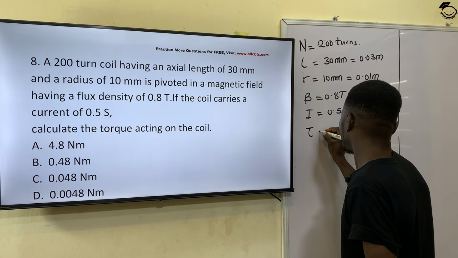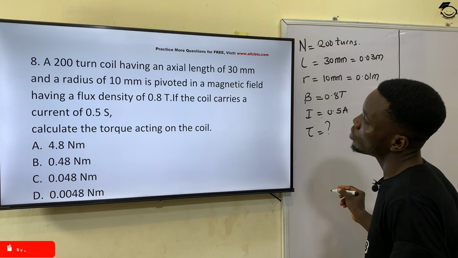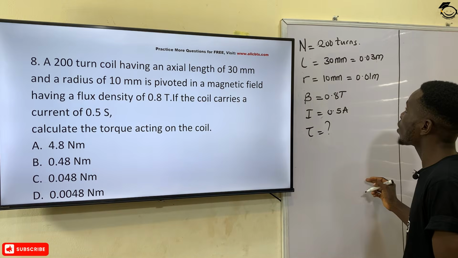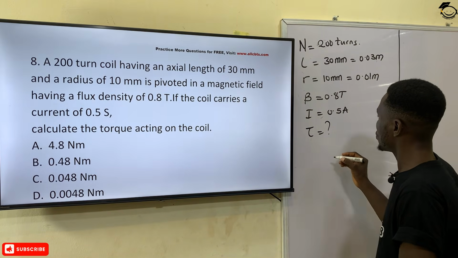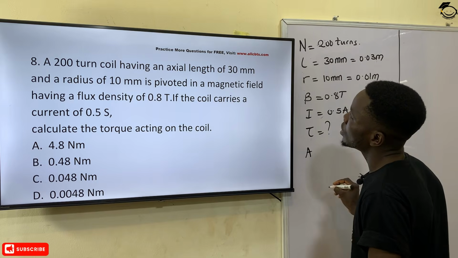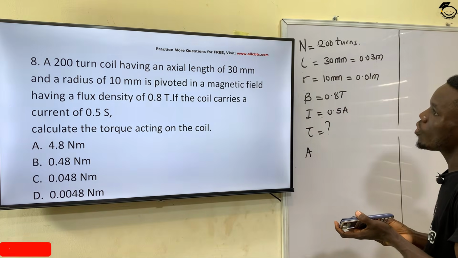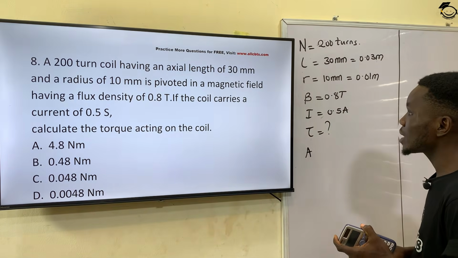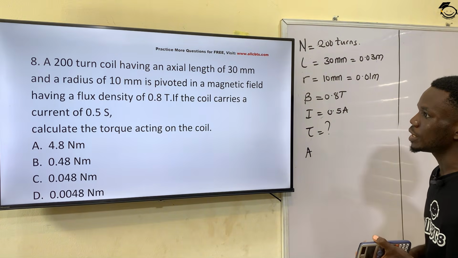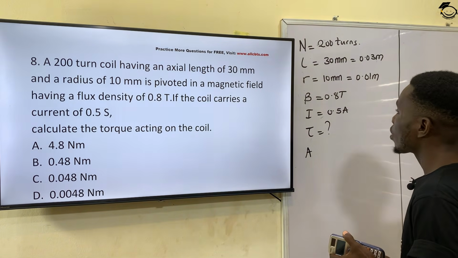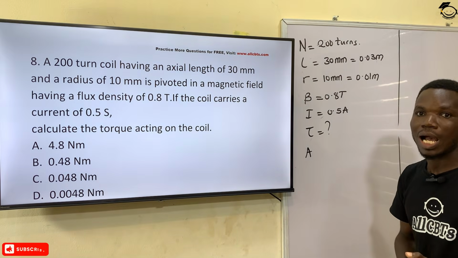The torque acting on the coil is unknown, so we have to find the torque. And before we can find the torque, we have to first find the area. Looking at this question, they said this coil has axial length, and because it has axial length, automatically it means that this particular coil is going to be a rectangular solenoid.